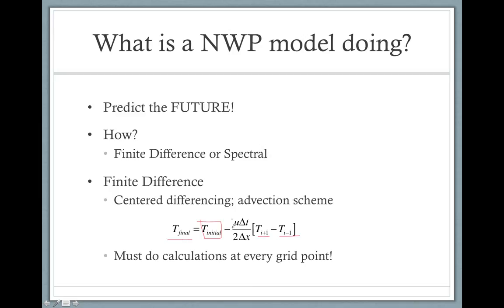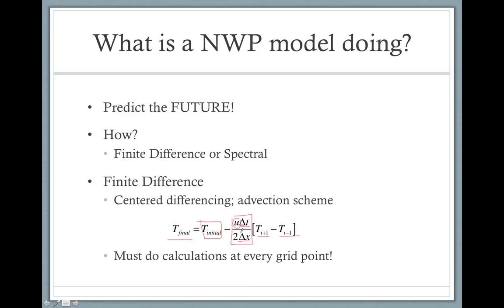But then we have this little parameter here that we have to concern ourselves with. Our advector u, so that's basically the wind speed. How fast are we advecting it through? We multiply by the time step of our model, and we divide by 2 times the grid spacing, right? That just comes out of our Taylor series expansion, the 2 times the grid spacing. This is a limiting factor, and we're going to talk about that limiting factor in just a few slides.